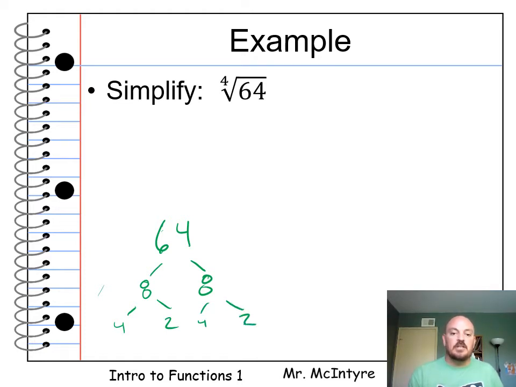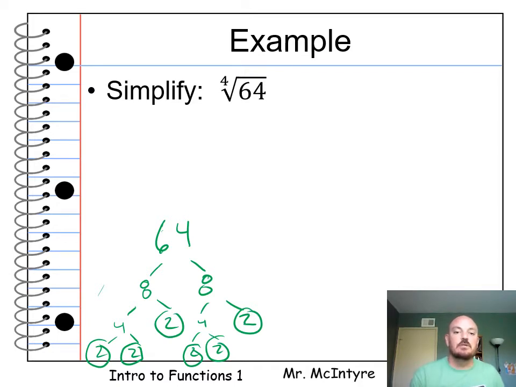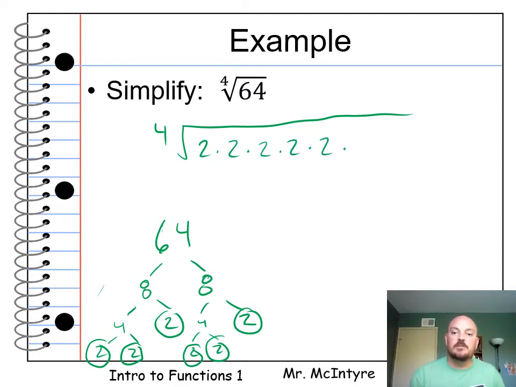Now, the 2's are done. You can't break a 2 down anymore. We don't want to use 1's on factor trees. But each of these 4's can be broken down one more time into 2 times 2. So if you look at what's left over on the bottom of your tree, we actually have a whole bunch of 2's here. We have 1, 2, 3, 4, 5, 6 2's. So that means that 64 is 2 times 2 times 2 times 2 times 2 times 2.